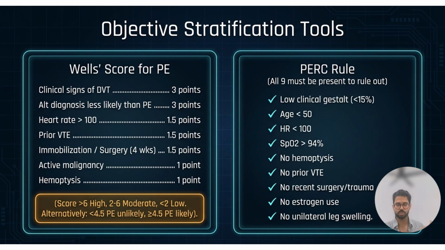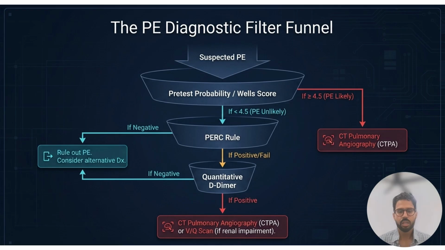patients. So we start with the Wells score, low risk, high risk, or PE likely or PE unlikely. When PE is unlikely, then we can apply PERC. If all 9 of the PERC are met, we can effectively rule out the possibility of a pulmonary embolism. Here we're looking at the PE diagnostic filter funnel.